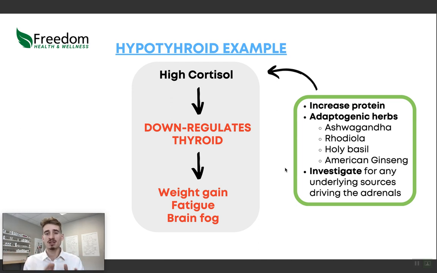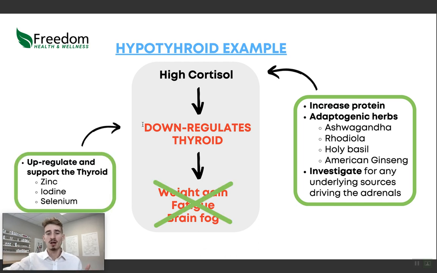Now, all of these things are going to be really important with addressing the high cortisol, but what can be really tricky is you can address that issue and still have some of those low thyroid symptoms. Therefore, you really have to upregulate and support the thyroid. So not only do we want to address the root cause, we also want to support and correct dysfunction if it needs any. And in this case, you might use something like zinc or iodine or selenium. That's going to support the thyroid, upregulate it, and then take care of the weight gain, the fatigue, the brain fog.